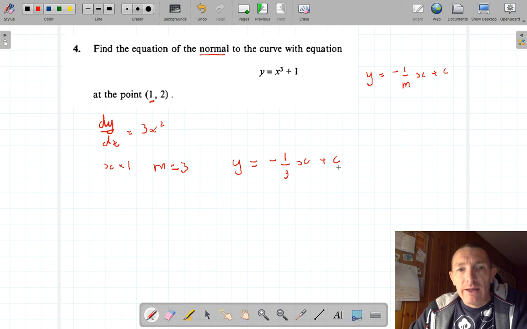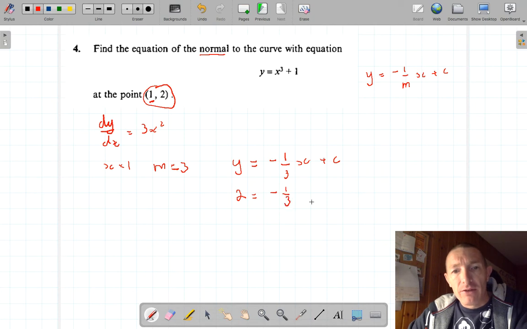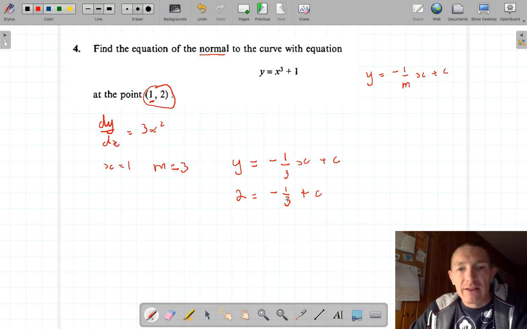Now I'm going to work out c by taking the coordinates here, because that's where the tangent and the normal go through. So y is 2 and x is 1, so this one becomes 2 equals 1 times minus a third plus c. Now, funnily enough, this is the hardest thing on here for most students, finding out c without a calculator. Well, I'm going to turn this 2 into 6 over 3 and add 1 over 3. So that's just made these into thirds, and that's c. So obviously c is 7 over 3.